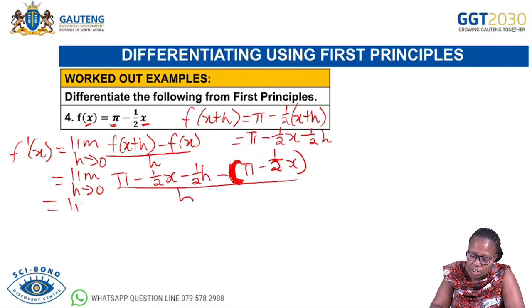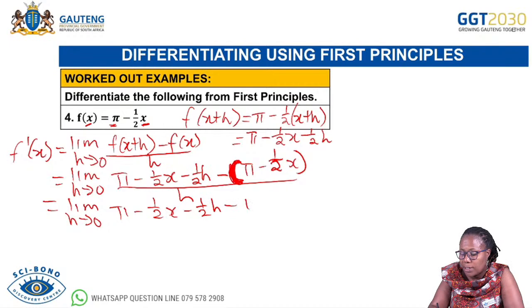Everything over h. The limit of h approaching 0. Then I'm having pi minus half x minus half h. Then negative into the bracket, minus pi plus 1 over 2x, everything over h.